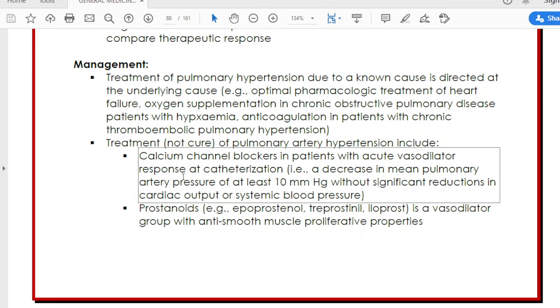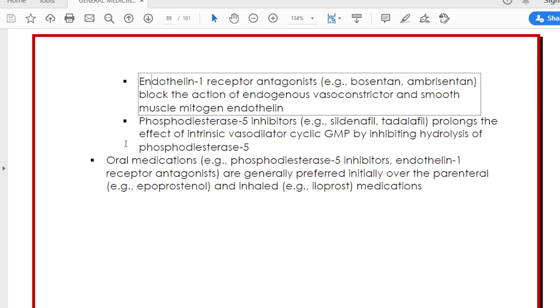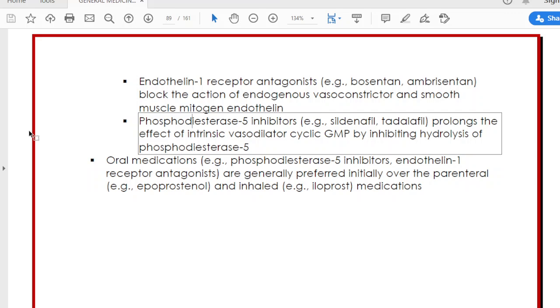or systemic blood pressure. Prostanoids, example epoprostenol, treprostinil, iloprost, is a vasodilator group with anti-smooth muscle proliferative properties. Endothelin 1 receptor antagonists, example bosentan, ambrisentan, block the action of endogenous vasoconstrictor and smooth muscle mitogen endothelin. Phosphodiesterase 5 inhibitors, example sildenafil, tadalafil, prolongs the effect of intrinsic vasodilator cyclic GMP by inhibiting hydrolysis by phosphodiesterase 5.